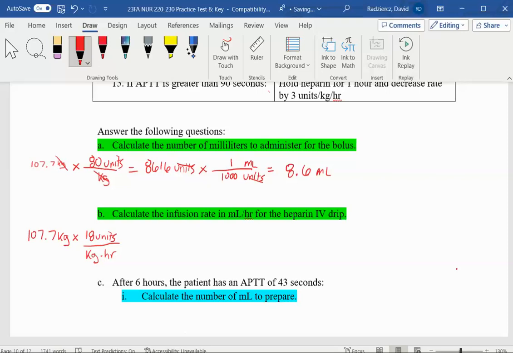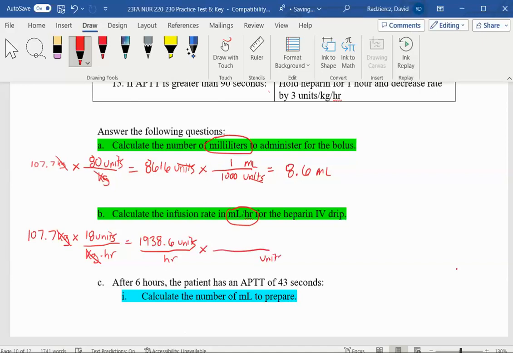All right. So 107.7 times 18 gives me 1,938.6. And this is units per hour, because we got rid of kilograms. So units per hour should look familiar. We're going to need to convert units per hour to milliliters per hour, because that's what it told you to do, right? It told you to look for milliliters per hour, just like it told us to look for milliliters of our bolus.